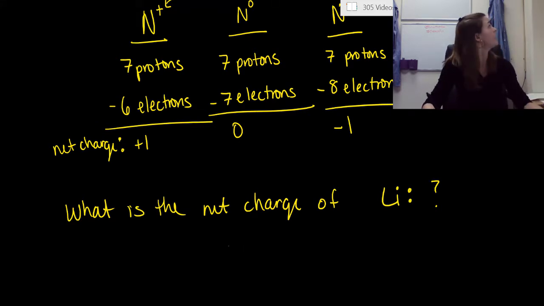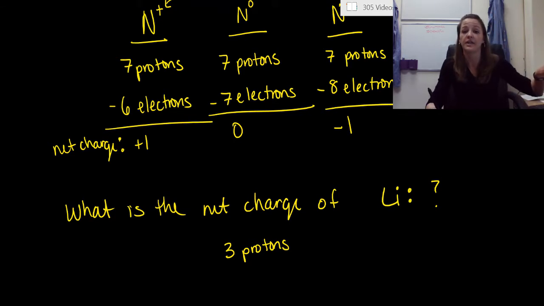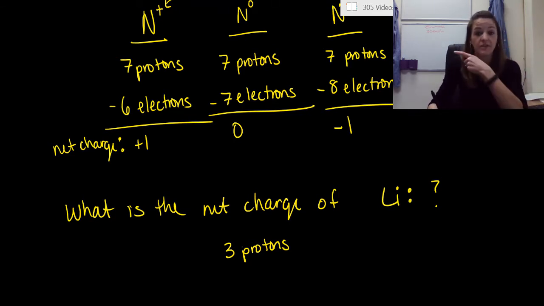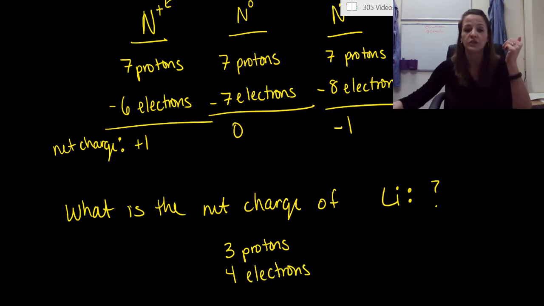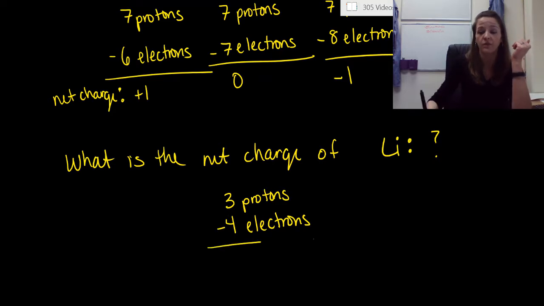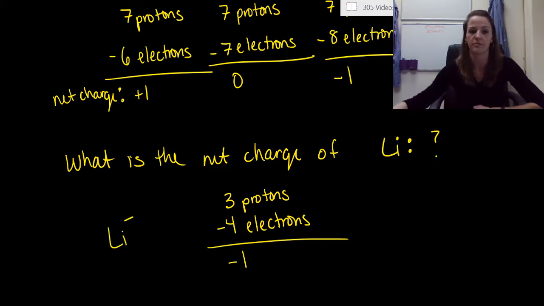Well, if you look at the periodic table, we see that lithium has an atomic number of 3. So it has 3 protons. And then we know from the first shell that there's 2 electrons, and then we see that it has 2 valence electrons, so 2 plus 2 gives me a total of 4 electrons. So if we do our net charge, 3 minus 4 gives me an overall charge of minus 1. So this lithium drawn this way would actually be written as lithium minus, or lithium minus 1.